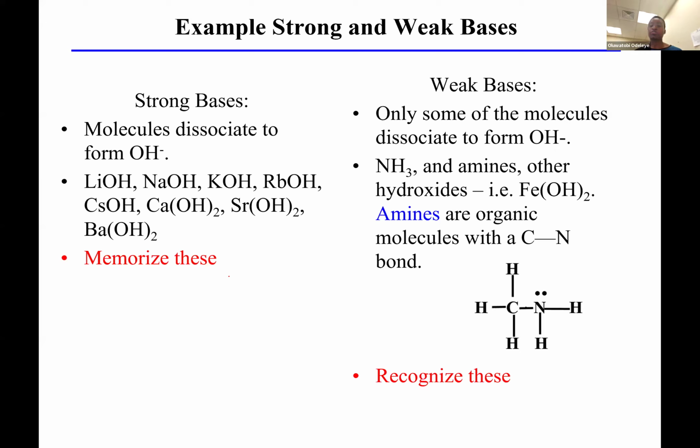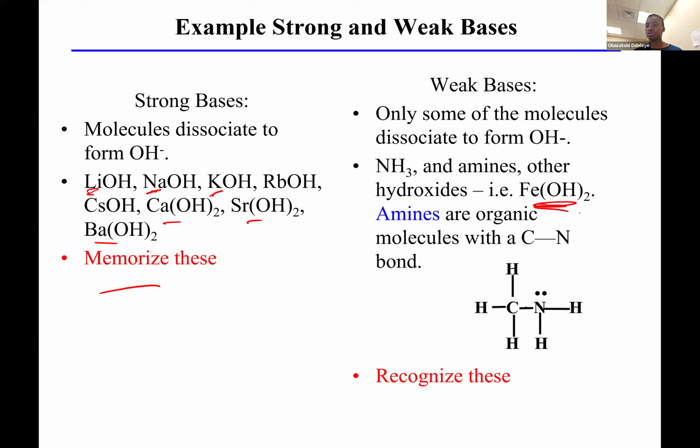So for strong bases, you need to also memorize them. These are group 1 and group 2 elements that combine with hydroxide. So Li, Na, K are all group 1. For group 2s, there are exceptions, but for the purpose of this class, if it is a group 1 element that combines with hydroxide or a group 2 element that combines with hydroxide, you can consider it a strong base. Anything else would not be considered a strong base.